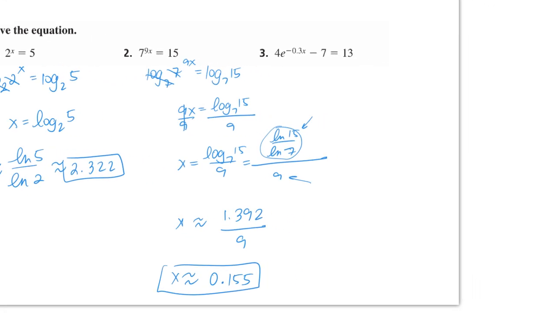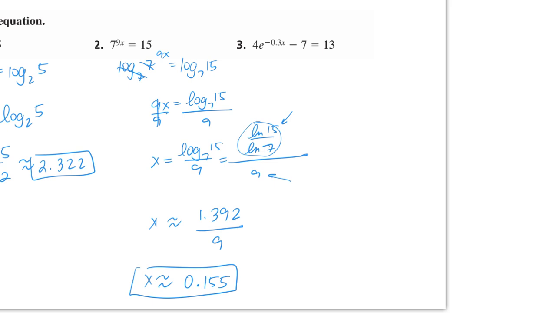Last question for here, number 3. Again, here, I know that what I'm going to want is e to this negative 0.3x power by itself. So I'm going to start chipping away. I'm going to start by adding 7 to both sides. So I'm going to get 4e to the negative 0.3x power equals 20. And then I'm going to divide both sides by 4. So e to the negative 0.3x power equals 5.